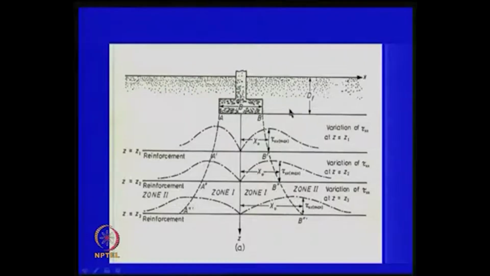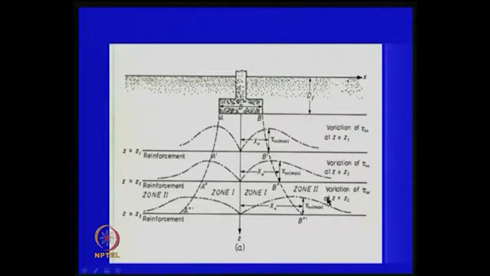B is the width of the foundation and Df is the depth of the foundation. What we assume is that beneath the foundation there are essentially two zones, zone 1 and zone 2, and of course zone 3 is not here. So, zone 1 and zone 2.